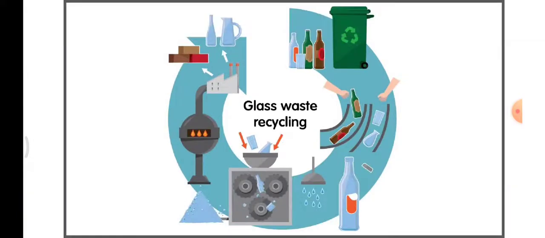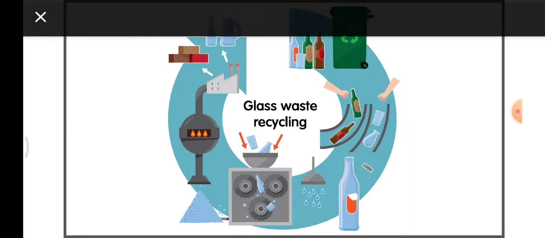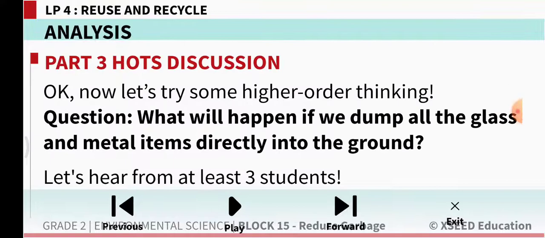So here is a picture of how glass items are recycled. See, glass bottles, when we throw them after use, what happens to these bottles? They are put in the garbage bin. From there they are washed clean, and they are again melted, and new glass items are made in the treatment plant. Garbage treatment plant, right? So let's move on and learn more.